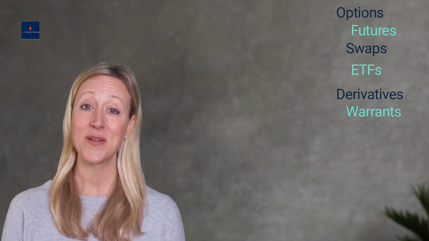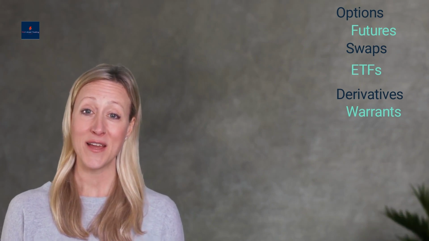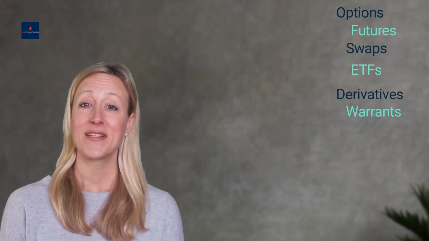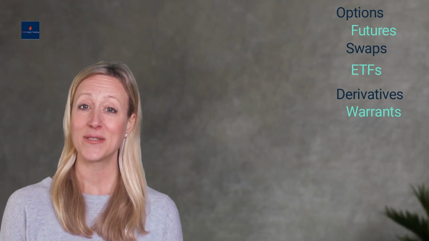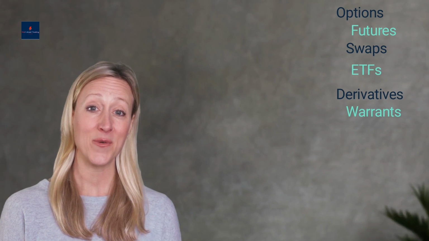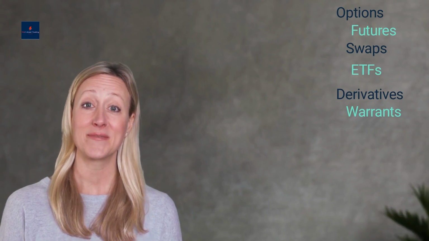Derivatives. Derivatives are financial instruments whose value is derived from an underlying asset, such as a stock, commodity, or currency. They are used to speculate on future price movements of the underlying asset or to hedge against potential losses.